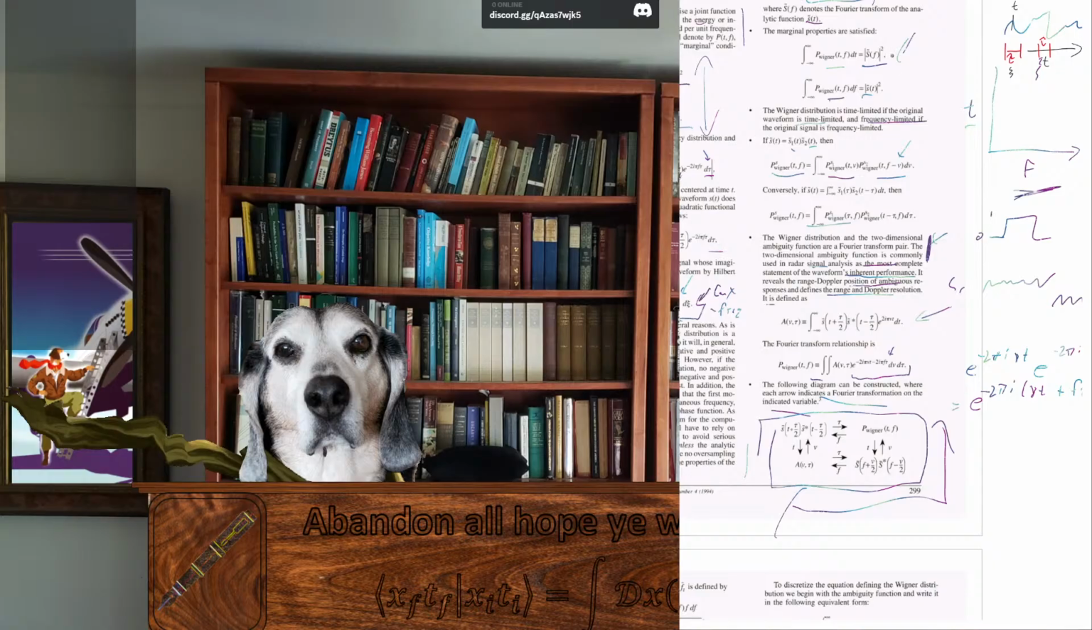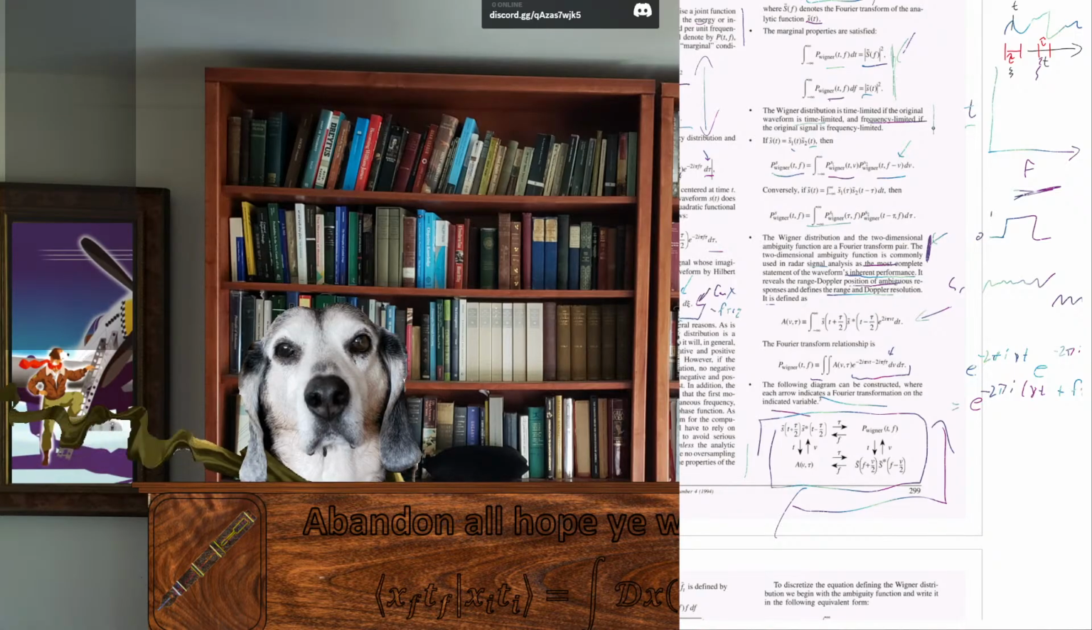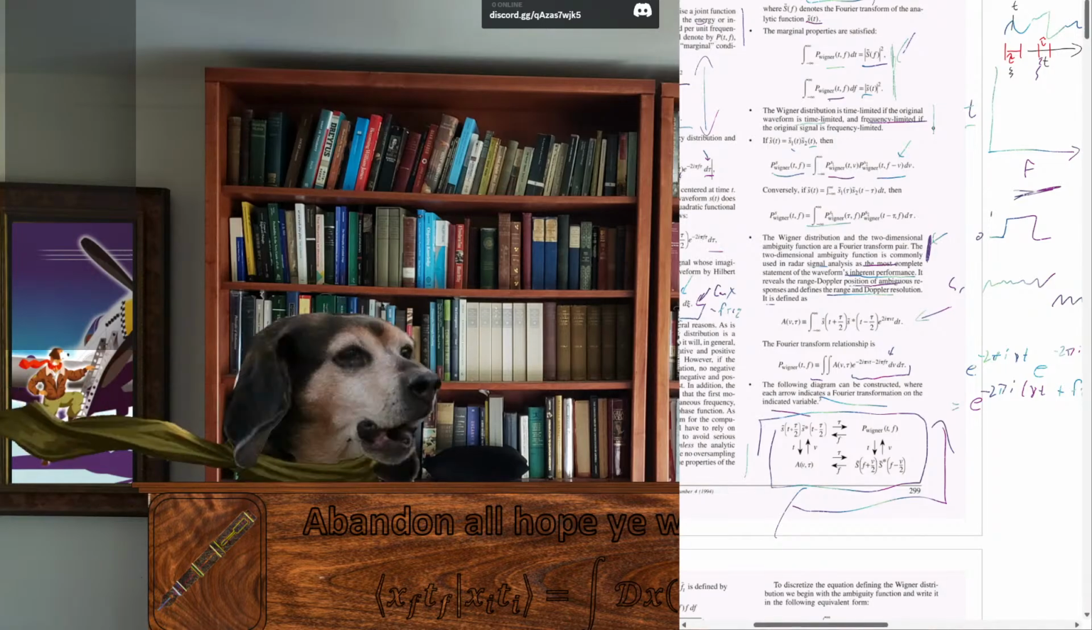The marginal properties are satisfied. And again, if we're talking about a real function or real signal here, then transforming can't affect the core physical attributes of the function, right? So our total power has to be the same regardless. The Wigner distribution is time limited if the original waveform is time limited, and frequency limited if the original signal is frequency limited. So your signal can be one of the two. Either it's time limited or it's frequency limited, but not both.